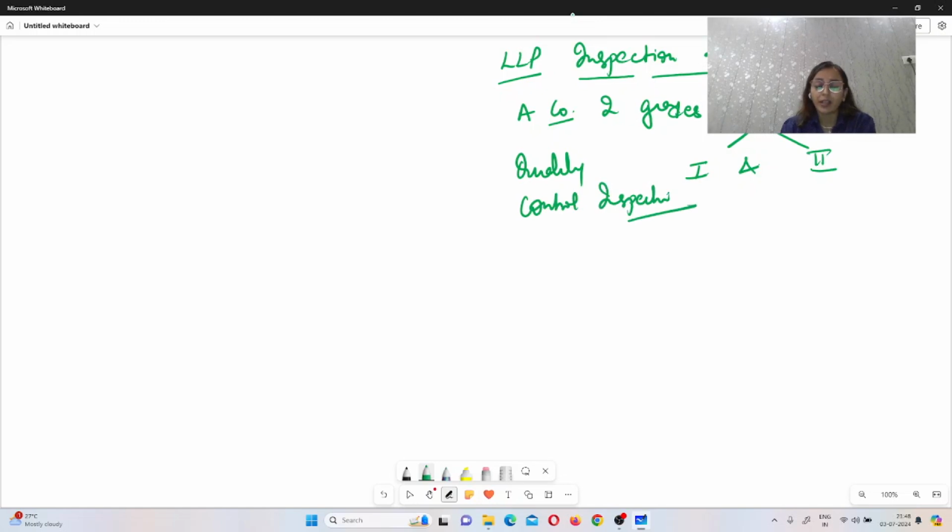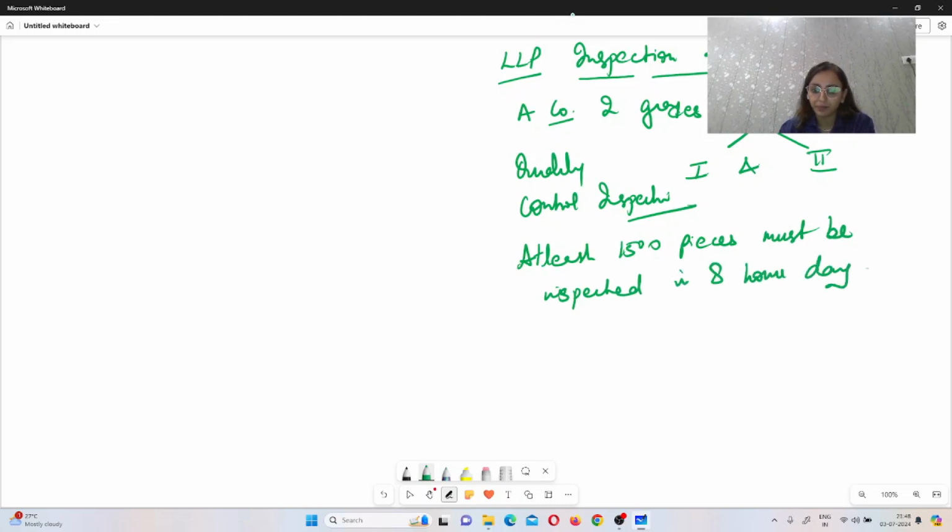Now it is also given that at least 1500 pieces must be inspected. This is what they are saying in the case: in 8 hours per day.